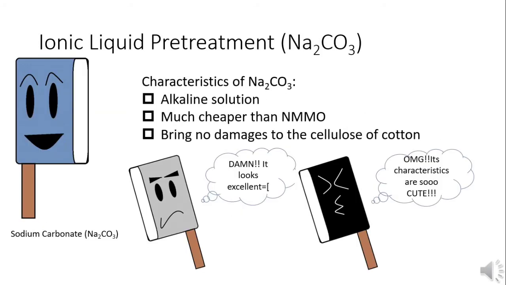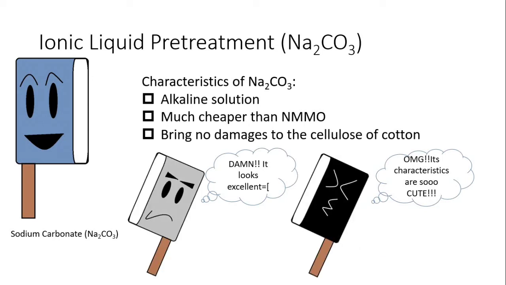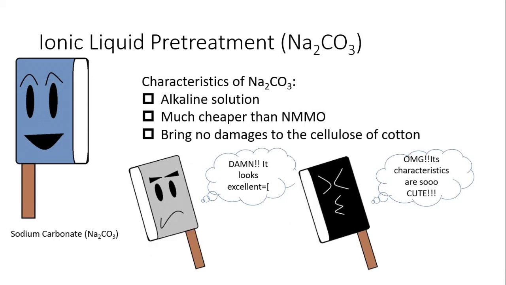Sodium carbonate, which is a much cheaper solvent, is therefore discussed. Since cotton fiber is found to be more stable in alkaline environment than in acidic environment, sodium carbonate can provide a stable situation for the cotton fiber.